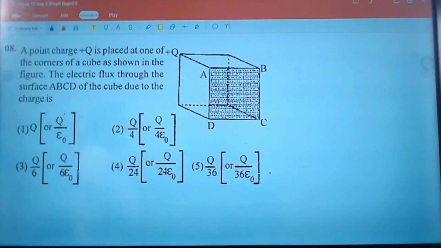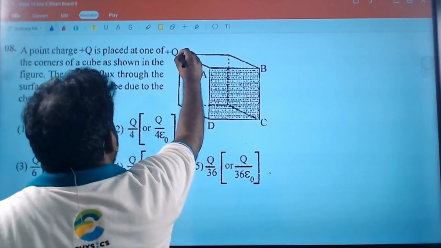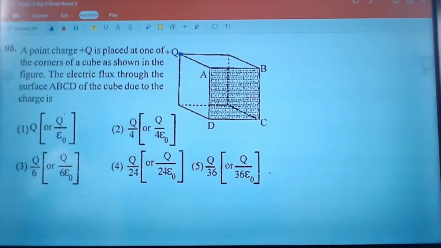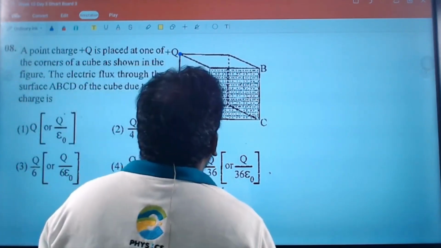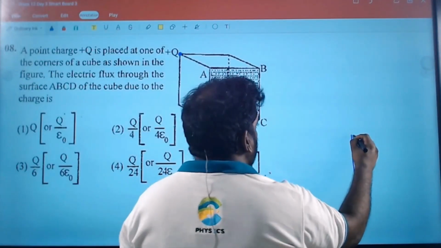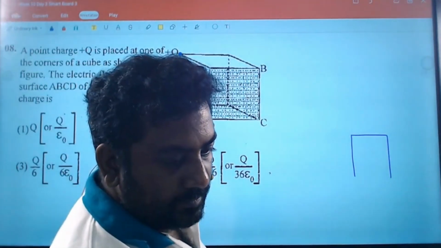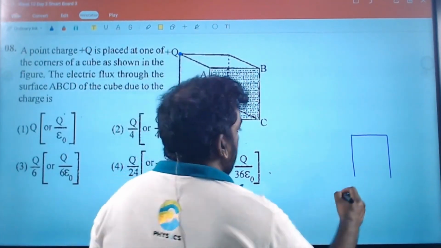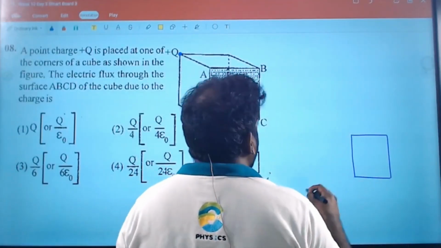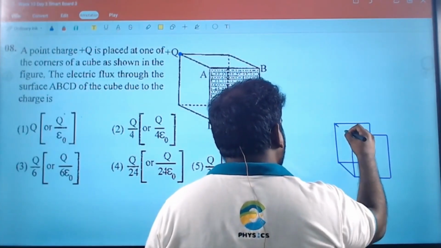Question number 8. A point charge Q is placed at one of the corners. The electric flux through the surface ABCD of the cube due to the charge. Now you must fully enclose this. So I'll draw the cube a bit smaller. There you go.